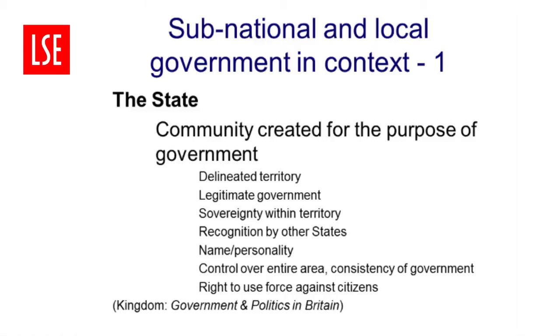The state, and we've heard about the state in previous weeks, but let me just reiterate this, is effectively a community created for the purpose of government. It has a delineated territory. Of course, this is less true than it once was, but as a generality, a state might be thought to have a delineated territory, and certainly if it's to have an effective form of government across it, to the edge of it, and within its boundaries. A legitimate government, sovereignty within its territory, recognition by other states, a name and personality, control over its entire area, reasonable consistency of government, and of course the right to use force against its citizens. So that's a general view of what the state can do, and a system within which local government can and does operate.